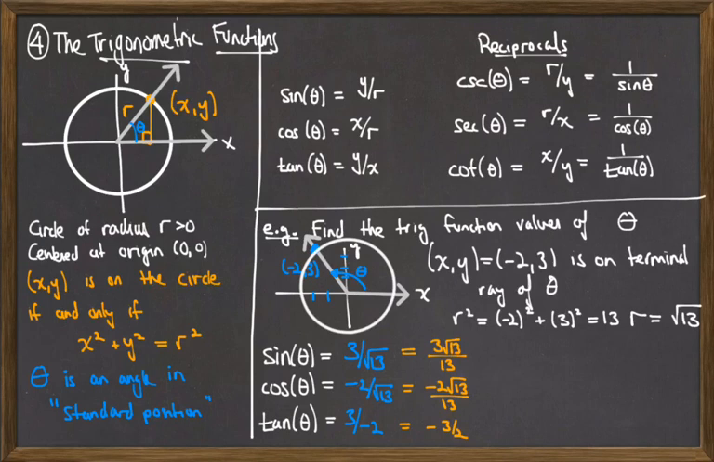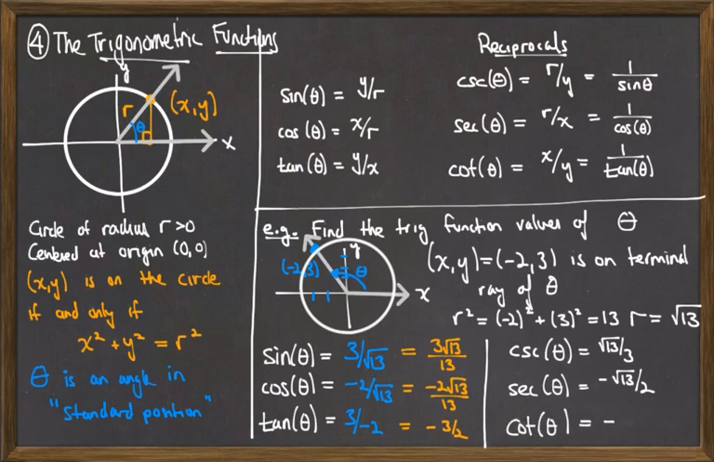And as we discussed above, each one of these has a reciprocal, so the reciprocal of sine is cosecant. If I just flip the fraction over, I'll get its value. Cosecant is root 13 over 3. The secant of theta is the reciprocal of cosine. It's just how it's defined. And cotangent of theta is the reciprocal of the tangent, minus 2/3.